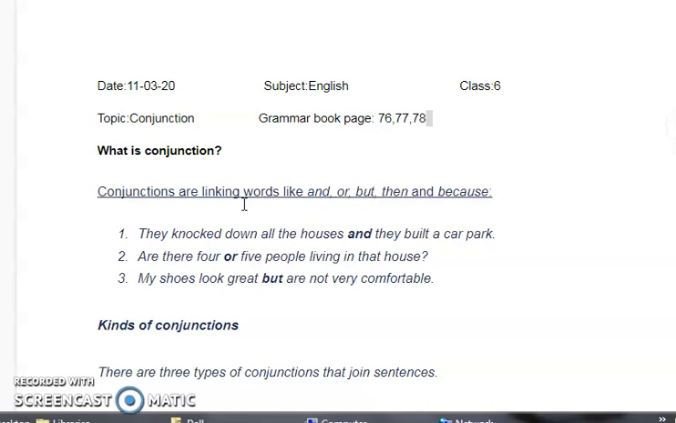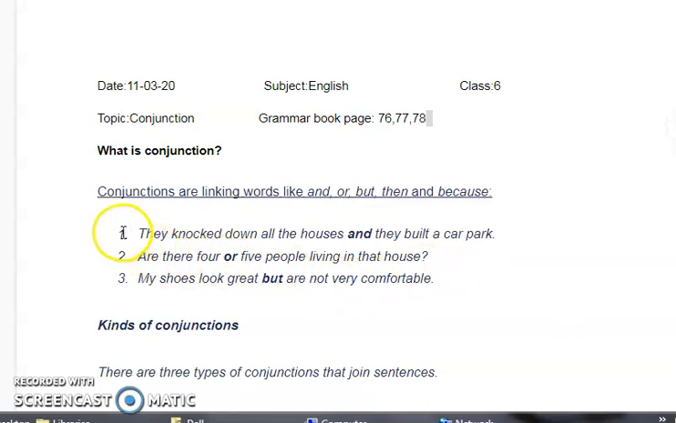Today we are going to discuss what is conjunction, and we'll discuss the types of conjunctions also. So here is the question: what is conjunction? Conjunctions are actually linking words. Words like and, but, because are called conjunctions. We use them every day to link words, phrases, clauses, or sentences.